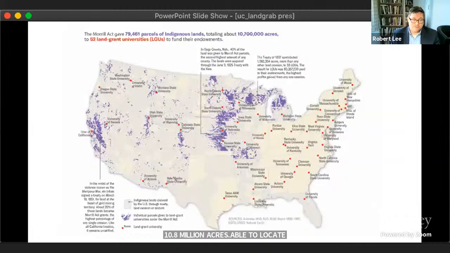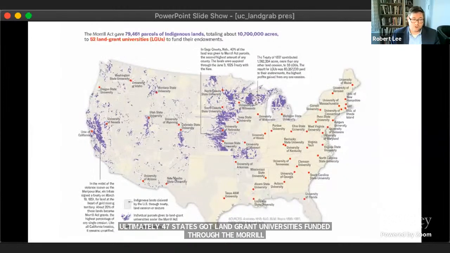This was supposed to be for all states. Of course, all states that exist today did not exist in the early 1860s, so states were grandfathered in. Ultimately, 47 states got land-grant universities funded through the Morrill Act of 1862 and its infrastructure.